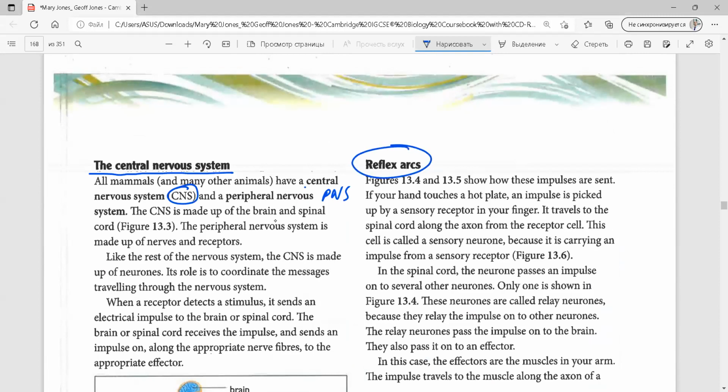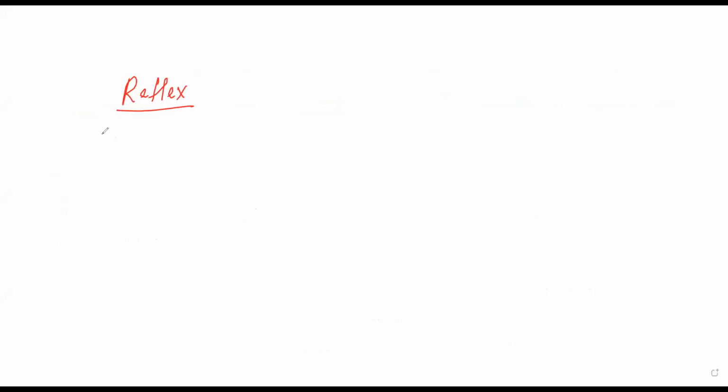I will give you information about reflex. Firstly, let's talk about the reflex. Reflex is a general name for giving a response. It is actually an involuntary action. Guys, involuntary here means you cannot control it.